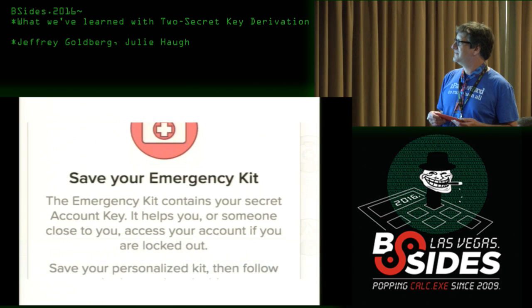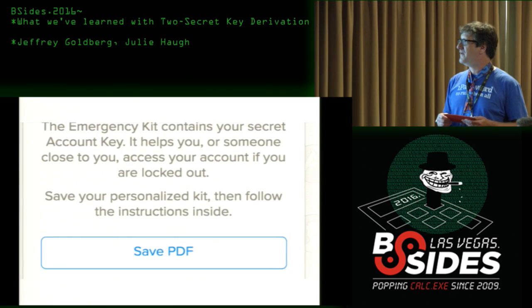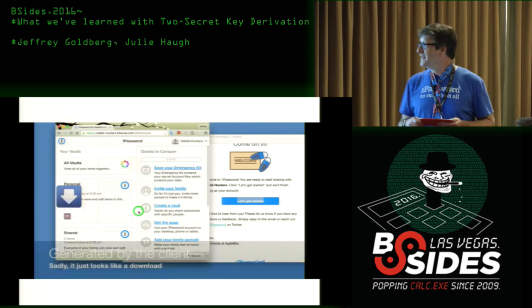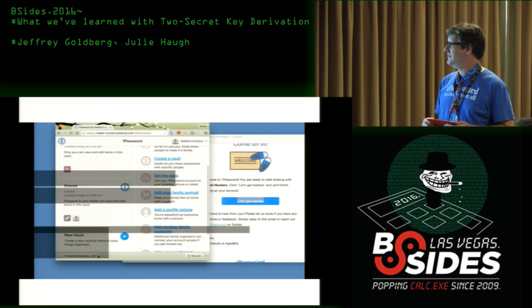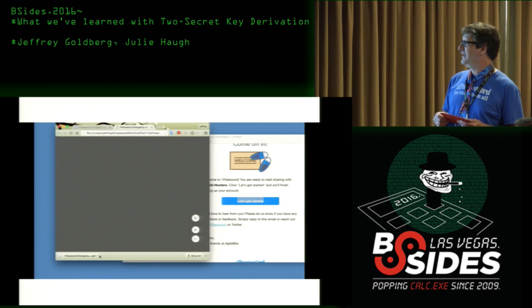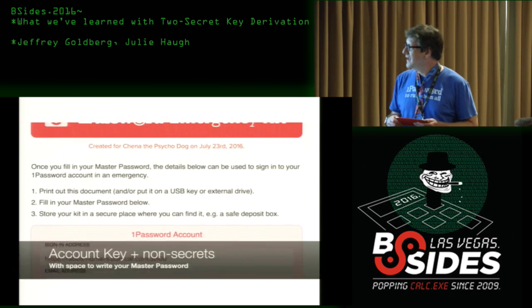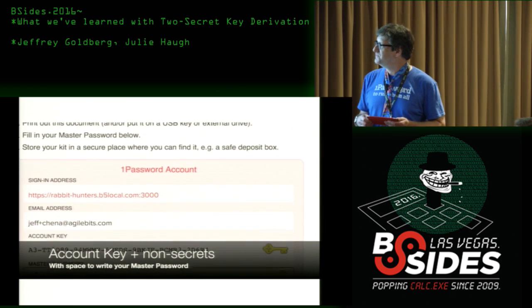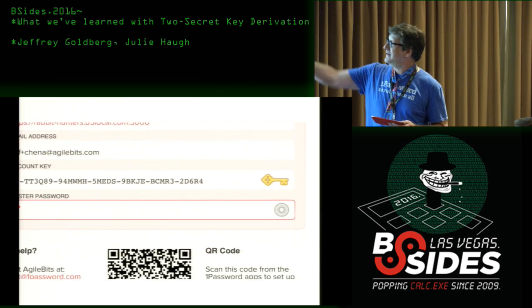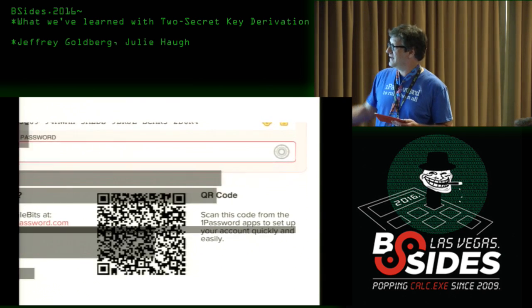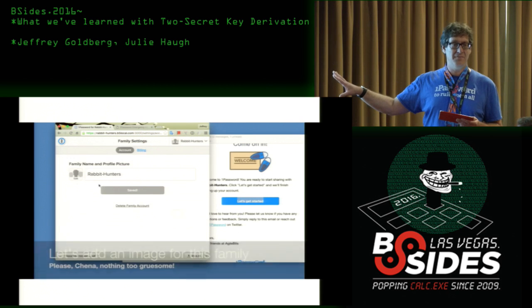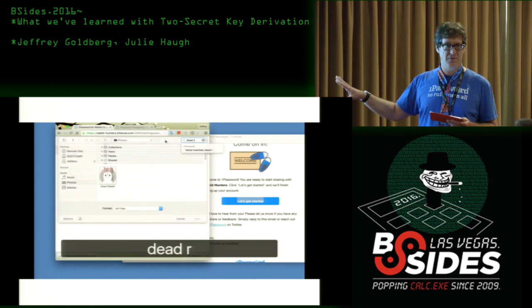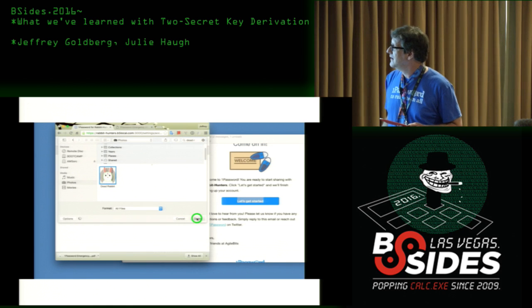And her first task she's given is to save her emergency kit. The emergency kit contains all the non-secret information, her account key, and a nice space to actually write in your master password and a QR code that we'll get to later. You're encouraged to write down your master password, put this piece of paper in someplace safe.